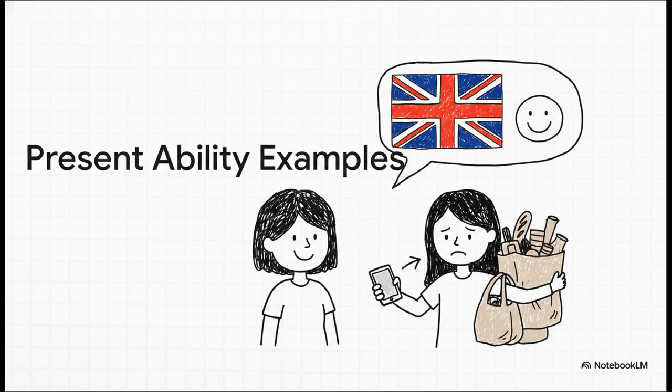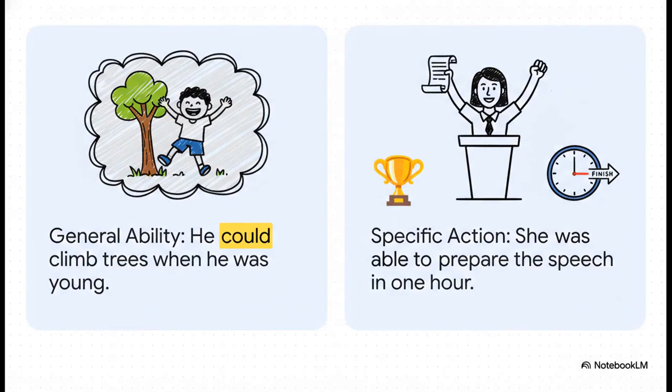Let's look at a couple of examples here. You can say, I can speak a little English. That shows something you're able to do right now. But on the other hand, you might say, sorry, I can't give you my phone right now. That shows something that's not possible at this moment. Super easy, right? Now, talking about ability in the past gets a little more specific, which is actually pretty cool.